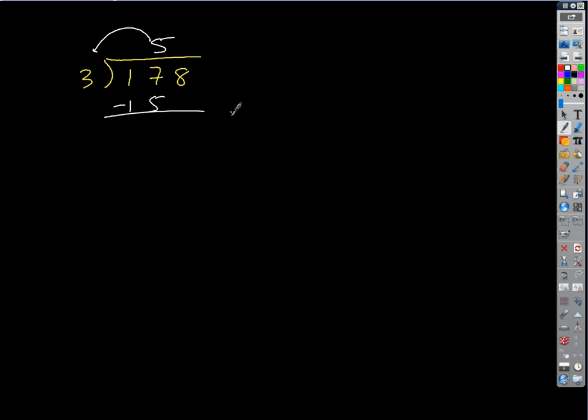Just from 17. So 17 minus 15 is 2. Okay? And then we'll drop the 8 down, and now we start over again. 3 divides into 28 how many times? 9. Good. 9 times 3 is 27, and we'll subtract. And then we get 1 left over, and 3, of course, won't go into 1. That's our remainder, right? So the answer is 59.